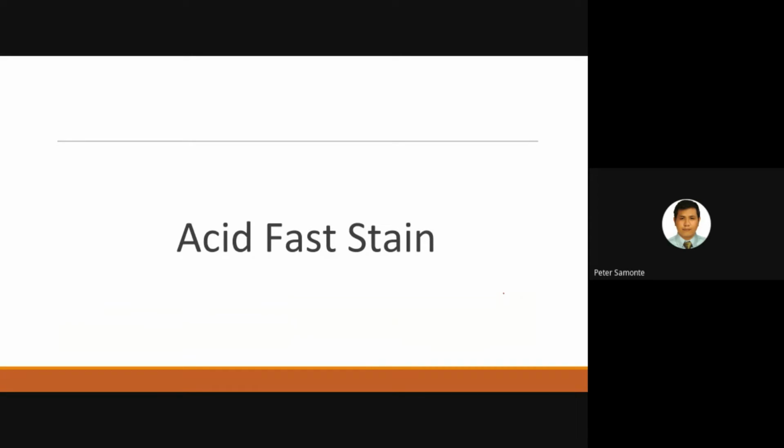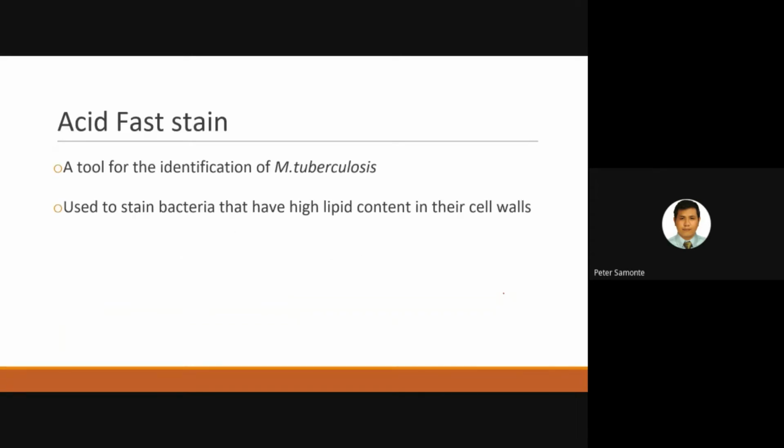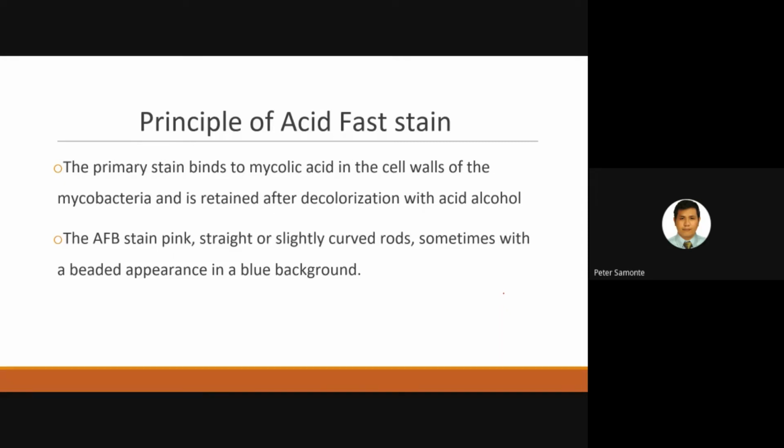Okay. Let's proceed now to your acid fast staining, class. So your acid fast stain, class, is a tool for the identification of your Mycobacterium tuberculosis. It is used to stain bacteria that have high lipid content in their cell wall. So the principle of your acid fast stain states that the primary stain would bind to your mycolic acid in the cell wall of the mycobacteria and is retained after decolorization with acid alcohol.